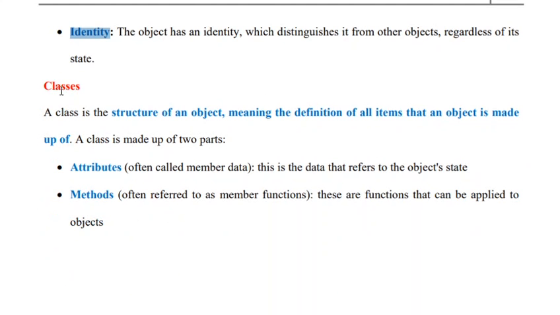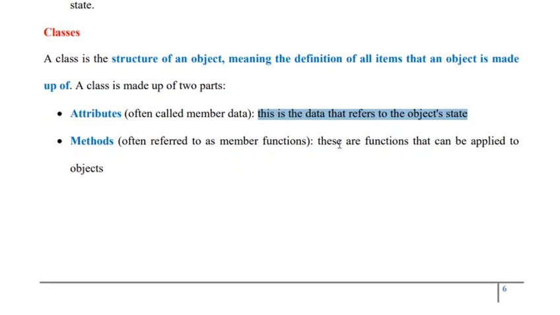Now the next important concept that we have is called a class. A class is a structure of the object. As we have already learned in C++ programming, a class is a definition of the object, or a class defines an object. So what does a class have in it? A class has in it a set of attributes and a set of methods. All the items that are supposed to define an object are placed in the class. So attributes are the data that refers to the object state, and methods are the functions that are exhibited by the objects.